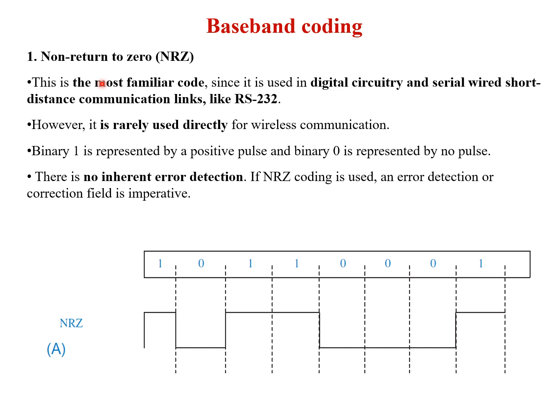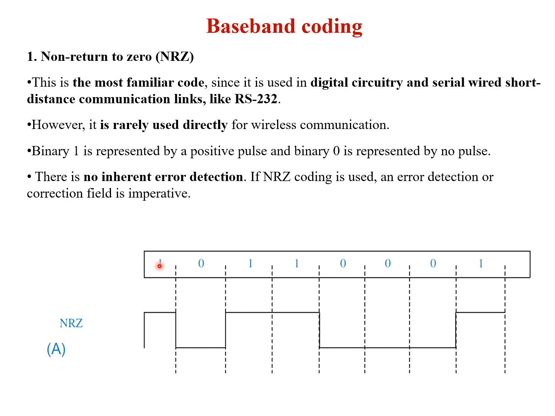Let us see how to represent the given data using NRZ, that is non-return to zero. Non-return to zero is the most familiar code since it is used in digital circuitry, serial wired, short distance communication links like RS-232. However, it is rarely used directly for wireless communication. Here binary 1 is represented by a positive pulse and 0 is represented by absence of pulse, and there is no inherent error detection. If NRZ coding is used, then error correction or detection is imperative.